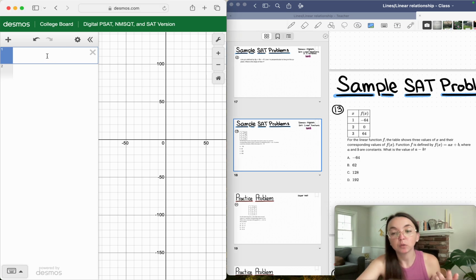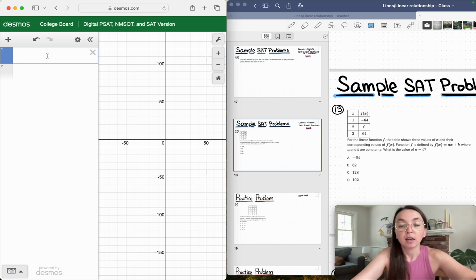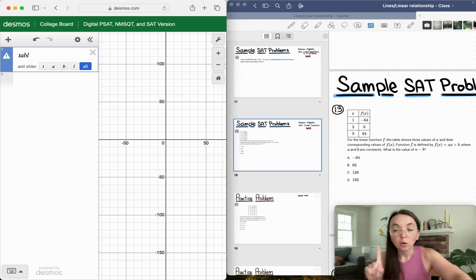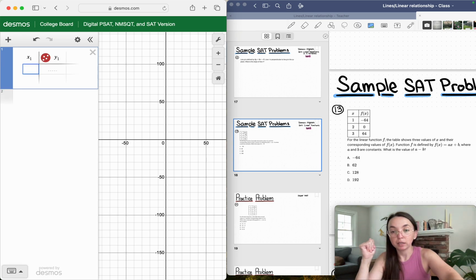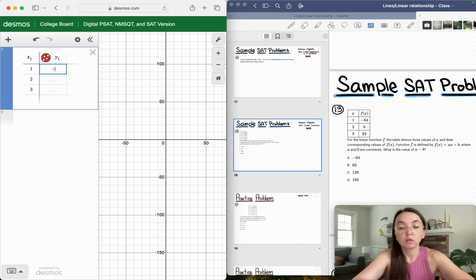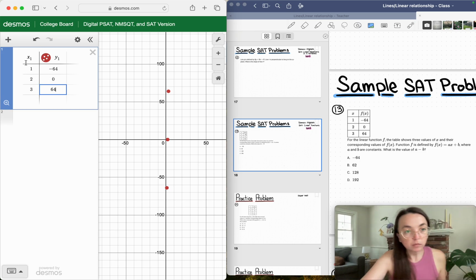So in Desmos, we want to input tables. Whenever you see a table on the SAT, jump to Desmos, okay? Desmos is really great at solving these things. So what you want to do is type out table. When I push E, it's going to automatically make a table for me. And then we want to write in our values, negative 64, 0 and 64.